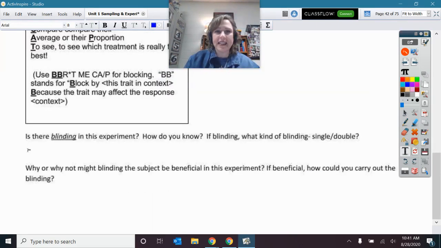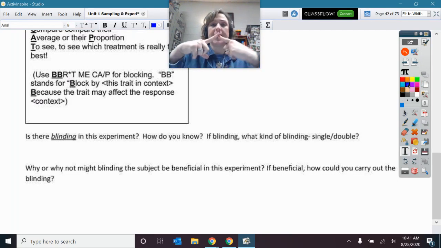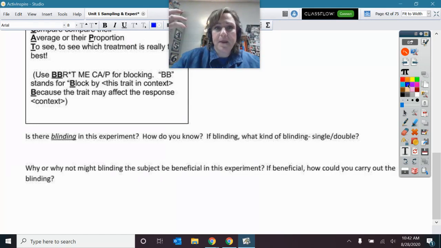that I need to. So the next question is there blinding in this experiment? How do you know? And if there is blinding, what kind of blinding, single or double? All right, so let's remember that single blind means that the patient does not know what treatment he or she is receiving. Okay. Double blind means that the other person who has that interaction, an evaluator, somebody who may be looking at a patient and seeing how they feel. Okay. So that person also does not know. It might be the doctor or whatever.